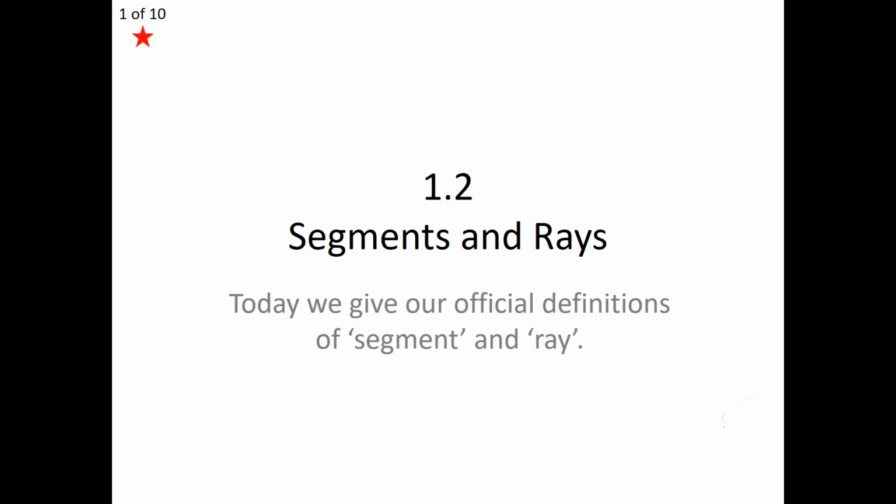In the 1.1 lesson, we saw two figures known as points and lines. Now, today what we're going to do is take those points and lines and from them create two new figures, in which, here's our title, segments and rays. Let's start with what segments are.